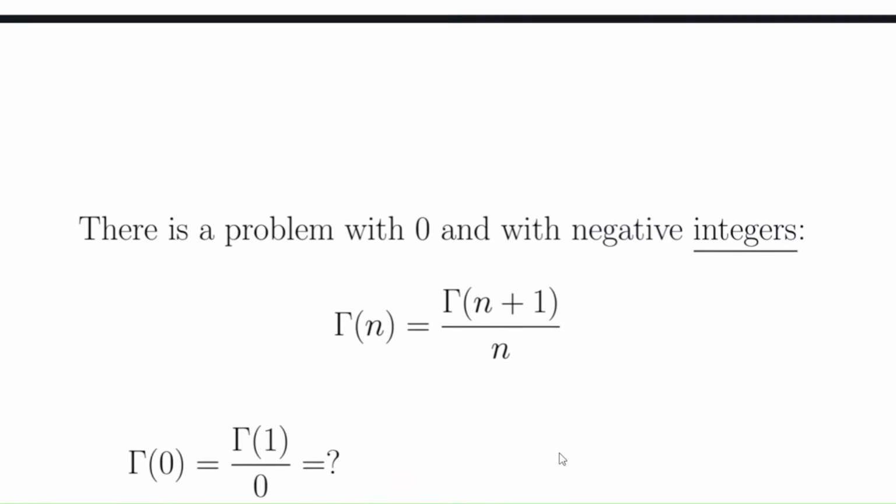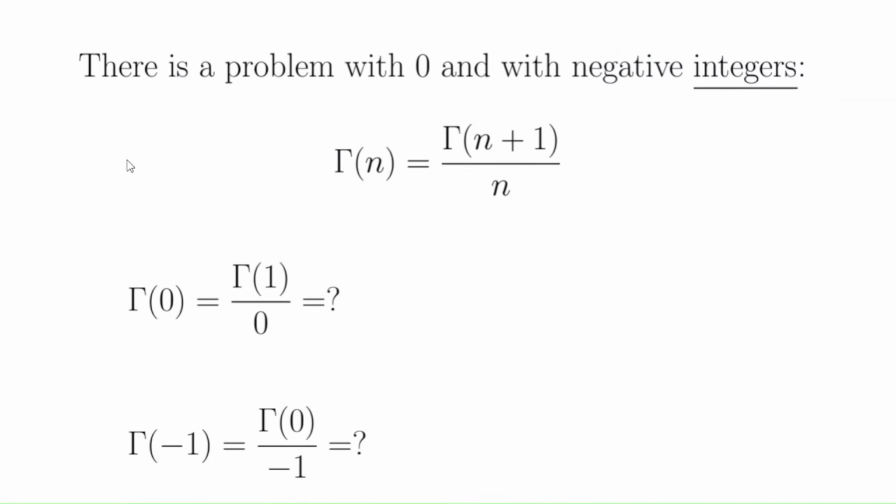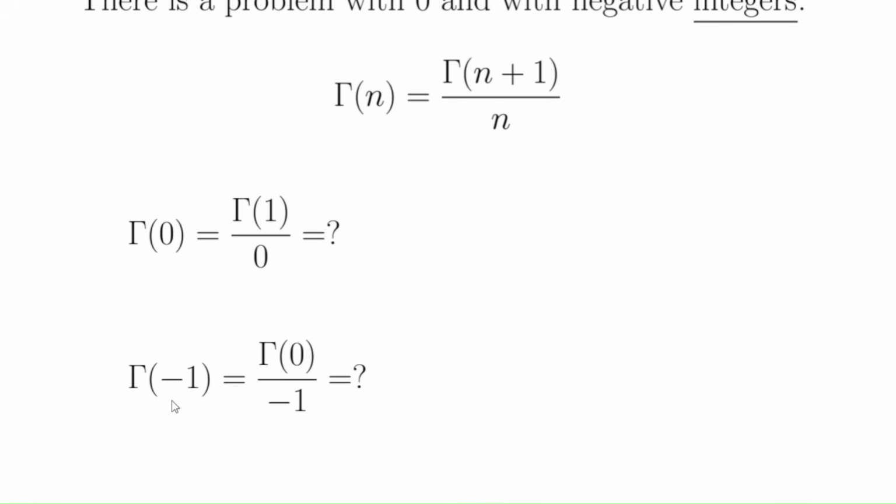Now, we do have an issue, though, with negative integers. Actually, with 0 and with negative integers. So for example, what if we tried to figure out gamma of 0 based on this formula? Well, it would say gamma of 0 is gamma of 1 divided by 0, and we're dividing by 0, so that's undefined. And we'd have the same issue with gamma of negative 1 now. If we plugged in negative 1, gamma of negative 1 would be gamma of 0 divided by negative 1, but gamma of 0 was undefined.